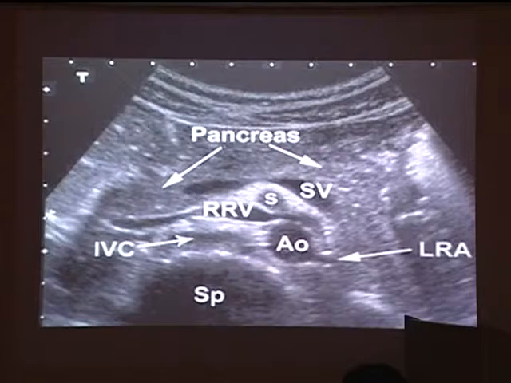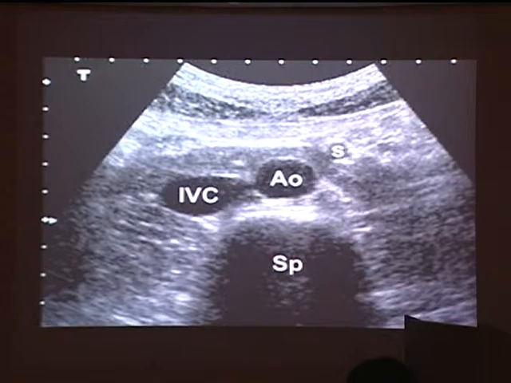Okay, so if you move more inferiorly, you see the aorta and the superior mesenteric artery, and the splenic vein, which is the landmark if you want to find the pancreas. The pancreas is just above the splenic vein, and there are the right renal vein and the left renal artery. This is quite a little branch. As you move your transducer inferiorly, you will see just two tubular structures at this level: the spine posteriorly, the aorta anteriorly, and the inferior vena cava on the right side.